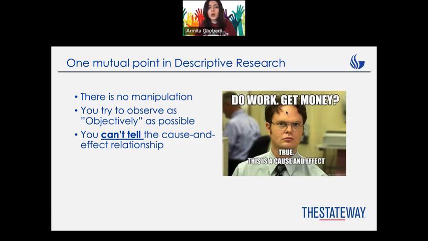So there are at least two ways of differentiating between experimental and descriptive. Number one, there is no manipulation. And number two, there is never a cause and effect relationship in descriptive research. It's going to be an exam question. It's going to be a quiz question as well.